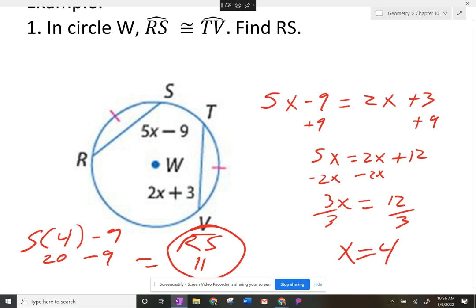Little reminders with symbols. If it has this little thing, it means it's an arc, the outside part. If it's a straight line, it means it's going to be the chord or line segment. So far, so good? Show me.